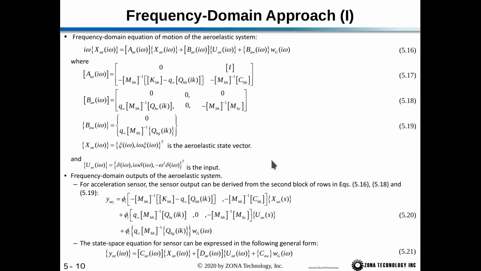The frequency domain outputs of the aeroelastic system are given next for the acceleration sensor. The sensor output can be derived from the second block of rows in equations 5.16, 5.18, and 5.19 to give us YAE here in equation 5.20. The state space equation for the sensor can be expressed in the following general form, equation 5.21. So we have y is C times x plus D times u plus this CAW times WG for the GUST.